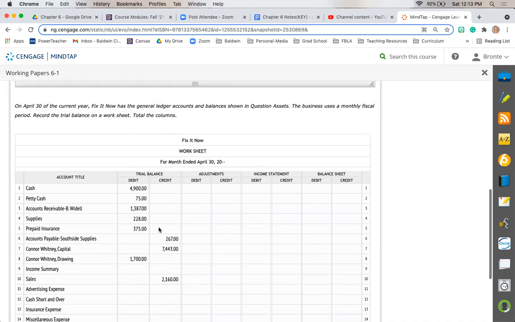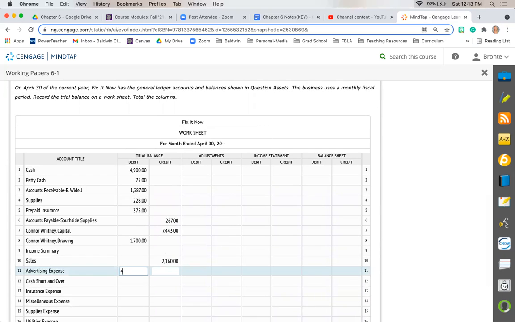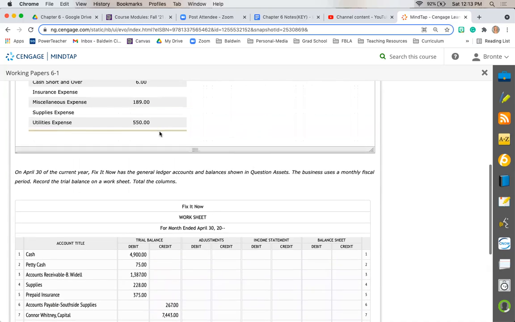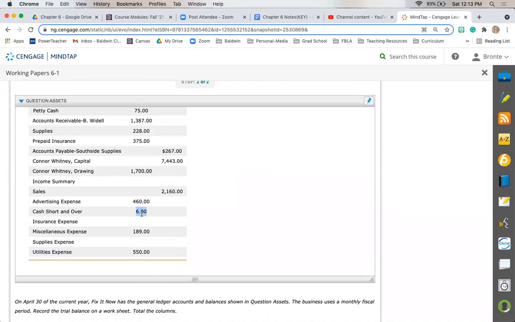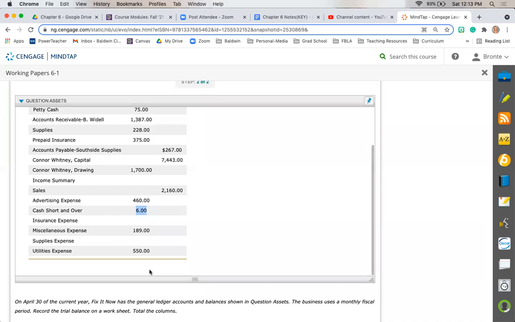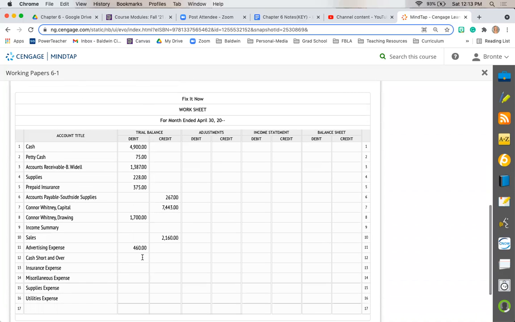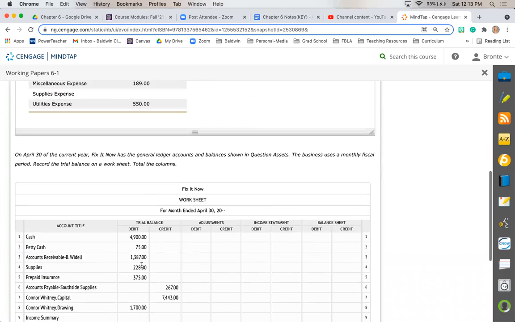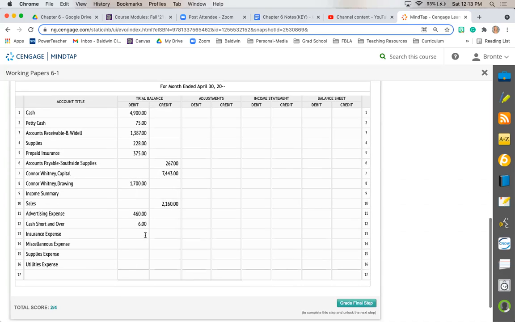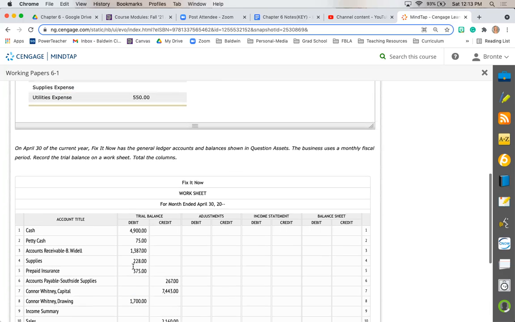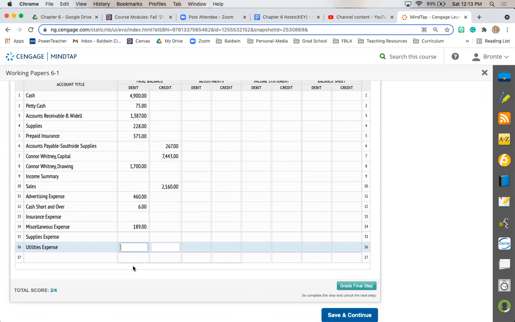The first one is advertising, 460. Next is cash short and over. Also be careful of this one if it's a debit or a credit balance. In this case, it is a debit balance. Insurance expense does not have a balance yet, nor does supplies. That's going to come in our next section, 6.2. So miscellaneous expense, 189. And utilities expense of 550.